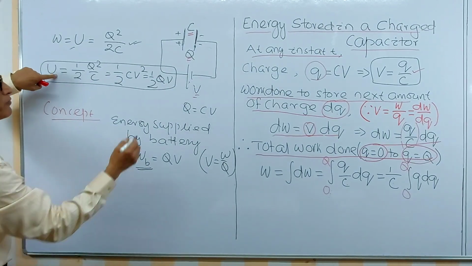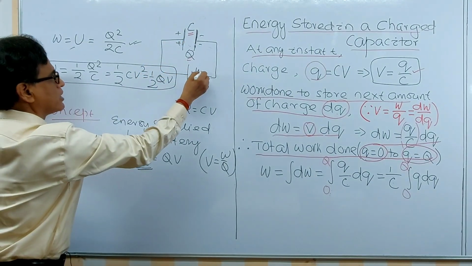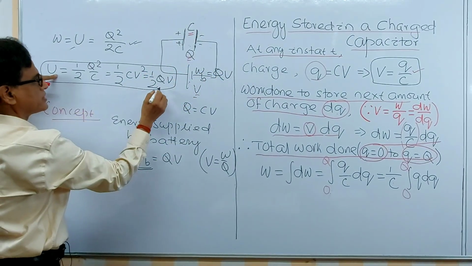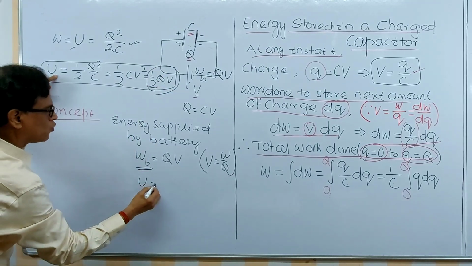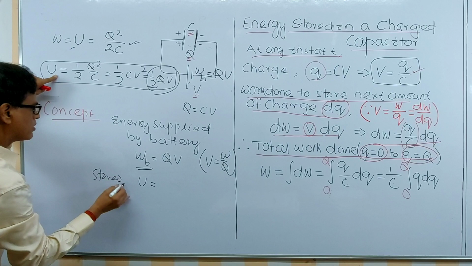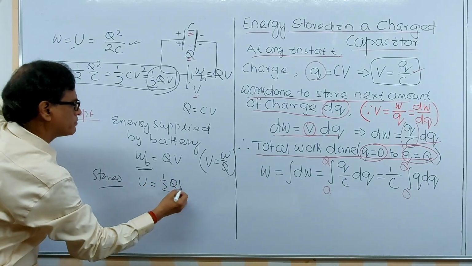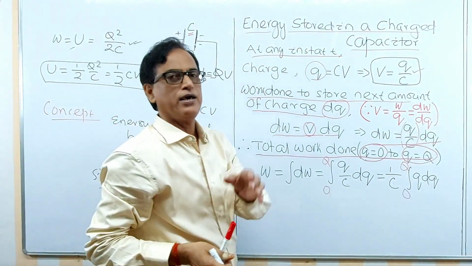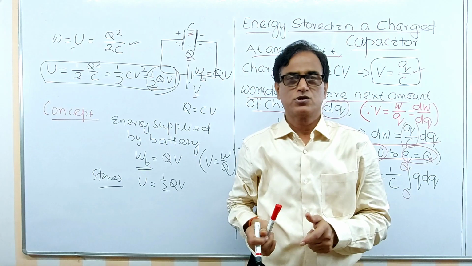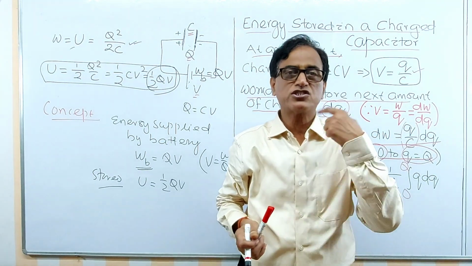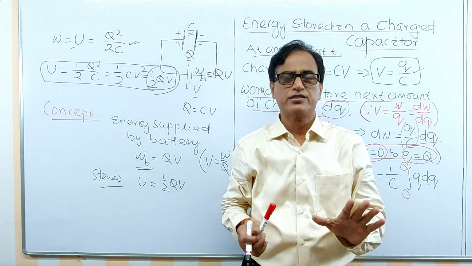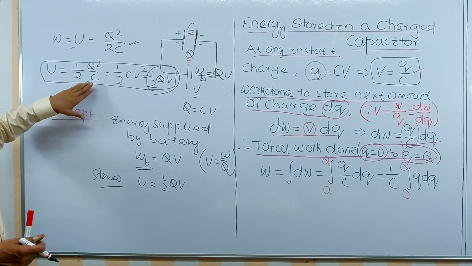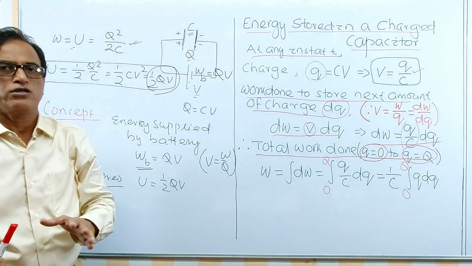What is the energy stored? The energy supplied by the battery is equal to QV. What is the energy stored across the capacitor? That is half QV. So energy stored is equal to half QV, as you have calculated here. That means this is half of this one. That's why we can say 50% of energy is lost during the charging process in the form of heat. This is a very important concept, and to calculate the numericals, these three formulas can be applied, nothing else.